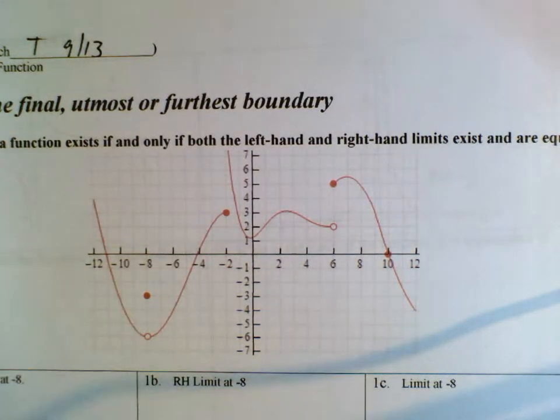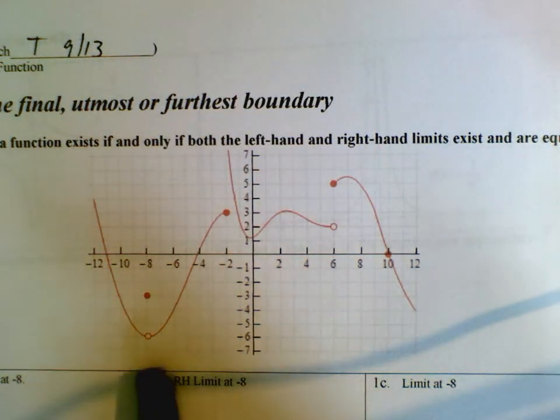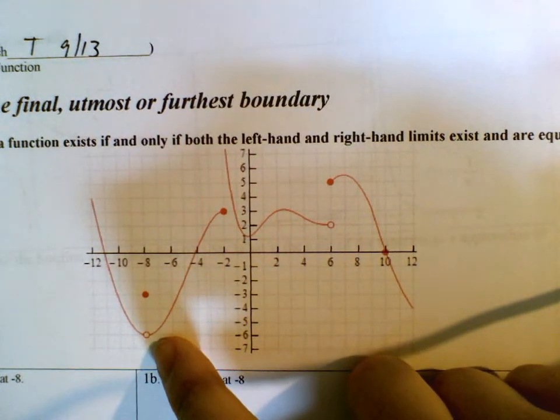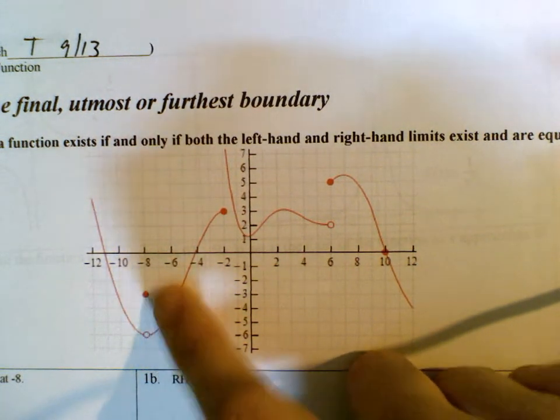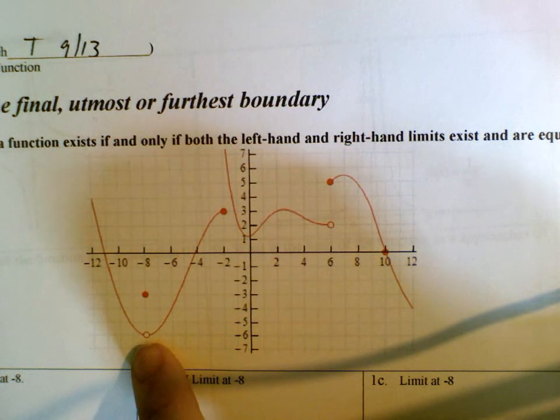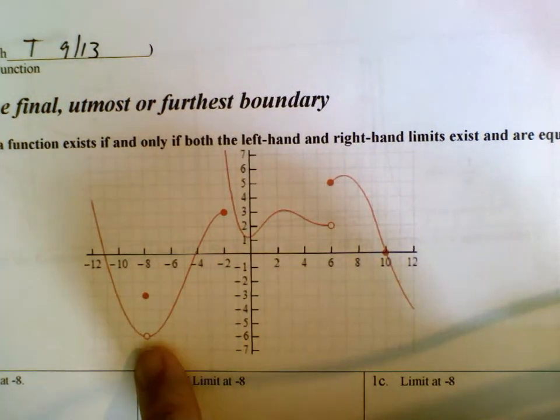Let's notice first some characteristics of the graph. It has what's called a discontinuity at this point here at x equals -8. I think this is called a removable discontinuity because the function has a hole here, but it is still defined at x equals -8. It's just defined up here instead of where that hole is.